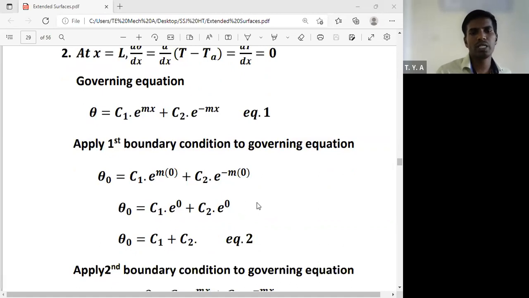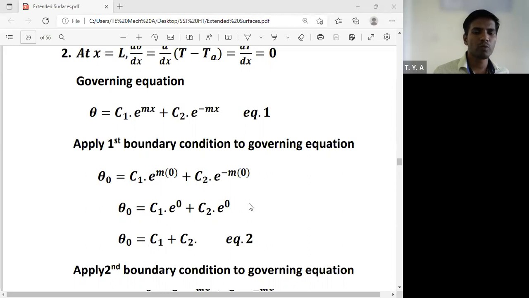Theta is equal to C1 e raised to mx plus C2 e raised to minus mx. This is equation 1. Now apply the first boundary condition to the governing equation. By putting the first boundary condition, we get the equation C1 plus C2 is equal to theta 0, and that is equation 2.